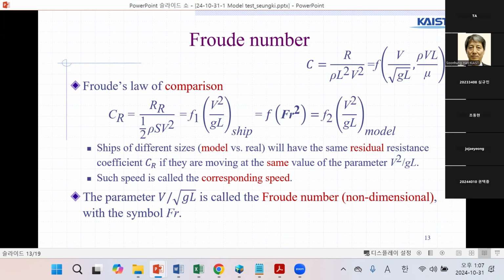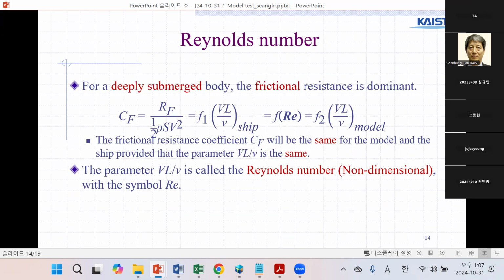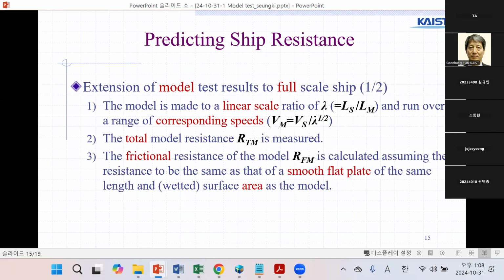Okay, we are going to use Reynolds number. For a deeply submerged body, the frictional resistance is predominant. So using Reynolds number, we can predict the frictional resistance coefficient. And this step will be the same for the model and the ship, given the parameter in the parentheses is the same. So the parameter is called the Reynolds number. And in these two slides, when we select the same Reynolds number and Froude number, we can predict the resistance coefficient because it's the same for the ship and the model ship. It is a procedure of predicting ship resistance.